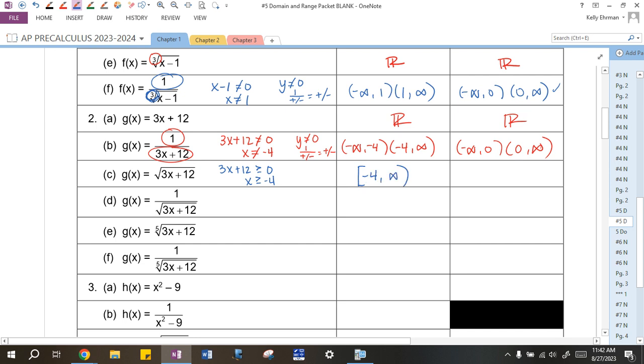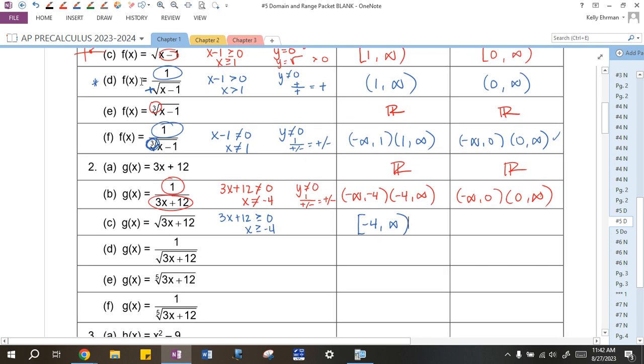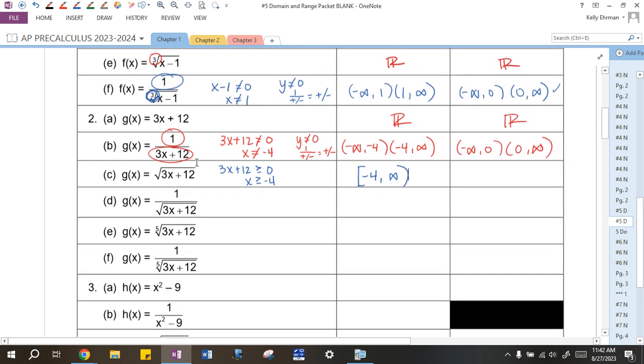And then for the range, just like for part C in the previous one, you have the square root of just something linear, a little linear expression. So that's always going to give you a y value that's at least 0. It's a positive square root, right? There's no plus or minus. There's no negative sitting in front. So you can only get positive values out. So 0 to infinity.